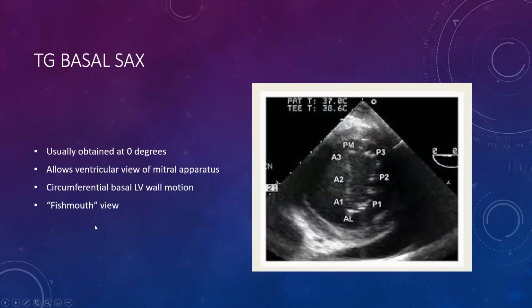So transgastric views. Now we're going into the stomach. First, we've got the transgastric basal short axis. So obviously we're towards the base of the heart. You're going to get this classic fish mouth view. That's your mitral valve and mitral apparatus. You can look for circumferential wall motion abnormalities in the basal portion of the LV. And again, you can delineate different cusps of the mitral valve. Less useful for you guys.